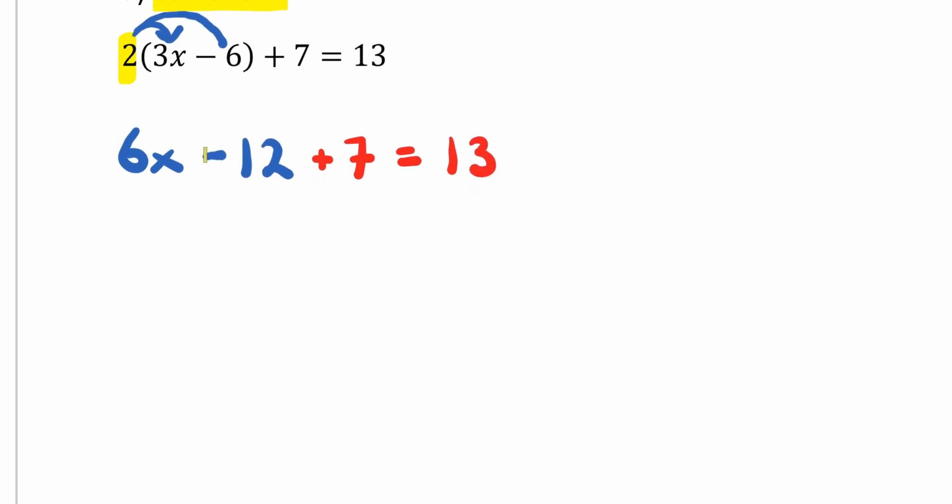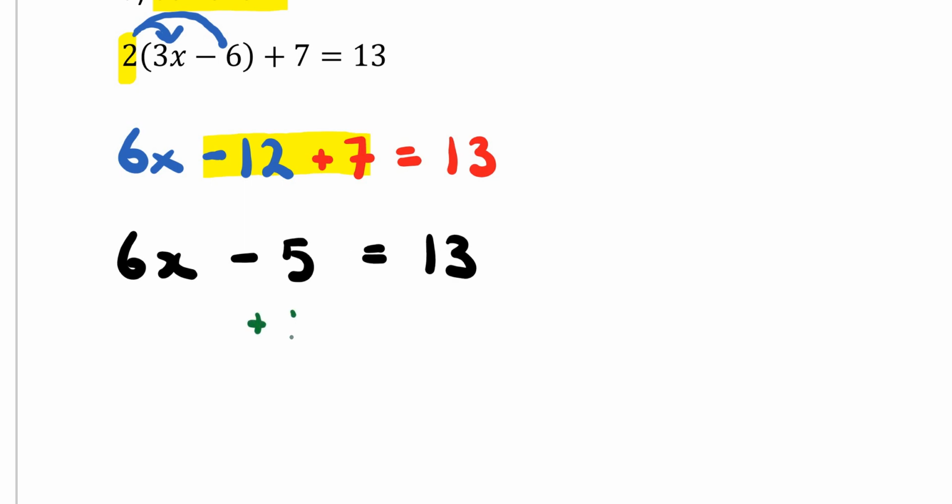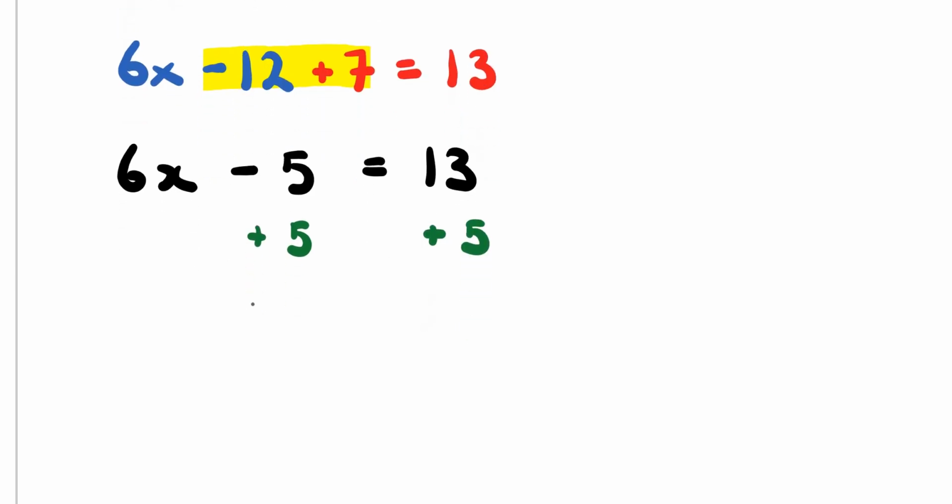After that, we want to collect like terms, so I have my numbers here. Negative 12 plus 7 will be negative 5, equals 13. And then I can add plus 5 on both sides of the equation here. And from here on, I get 6x on the left-hand side, and on the right-hand side, I get 13 plus 5, which will give me 18.